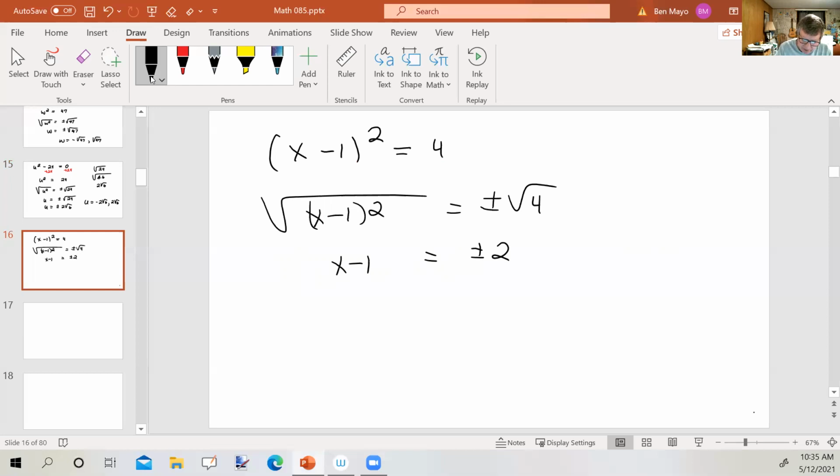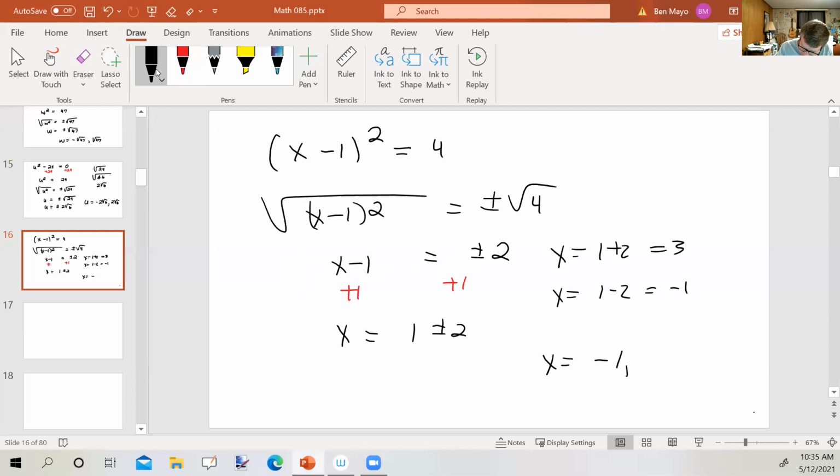But we haven't solved for x yet. So we're going to come back and add 1. So we get x equals 1 plus or minus 2. So splitting those apart, we get x equals 1 plus 2 and x equals 1 minus 2. The 1 plus 2 is 3. The 1 minus 2 is negative 1. So x equals negative 1, comma, and 3. Those two solutions.